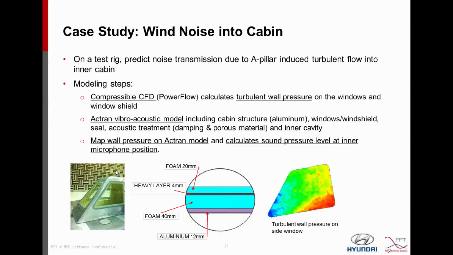And then in the Actran model, we modeled the glass, the structure which is in aluminum, the seal, and the acoustic treatment that is available in this cabin. So as you can see in the detail, there are foam layers, there are heavy damping layers, and this skin layer which is aluminum. And the inner cavity is also modeled in Actran.